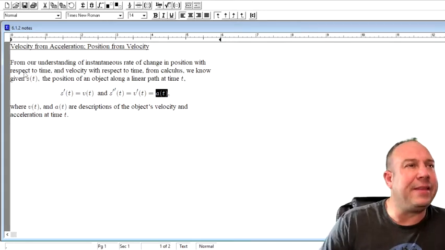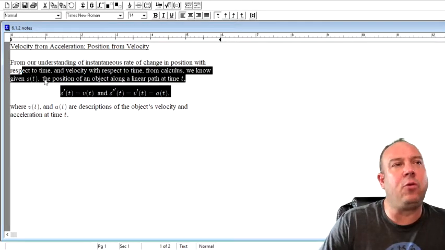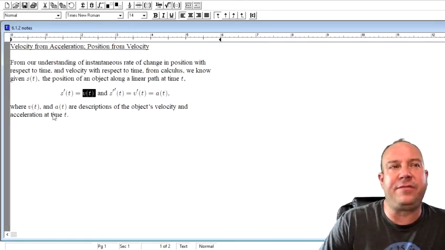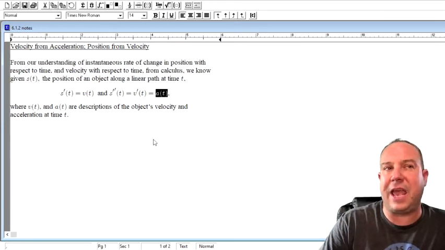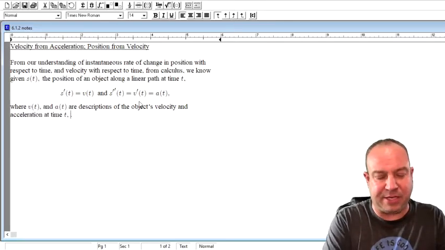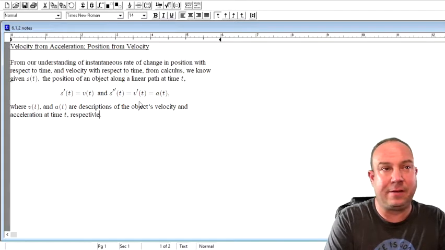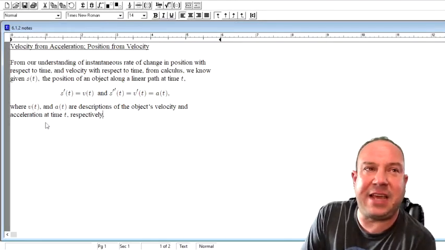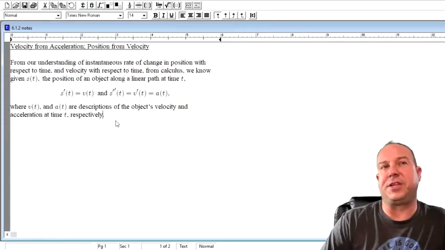All right? In this understanding from Calc 1, if s of t is our position along a linear path at time t, its first derivative yields v of t, our description of velocity, and its second derivative, v's first derivative, yields a of t, our description of acceleration at time t, respectively. Let's make sure we add that in there. So v of t is velocity, a of t is acceleration at time t.